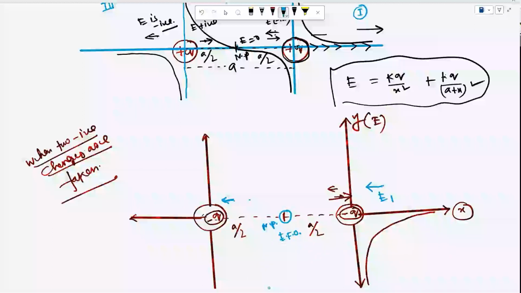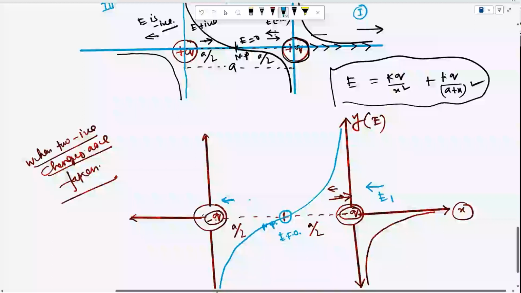So what kind of graph do you again expect over there? Electric field directed towards left, it's a negative quantity. Here net electric field is directed towards right, E positive. E positive means, and at this point it is 0. So the graph will be like this. And here, this is a repetition of this graph about negative y-axis. It will be like this.